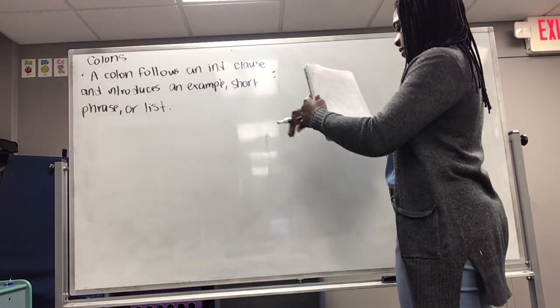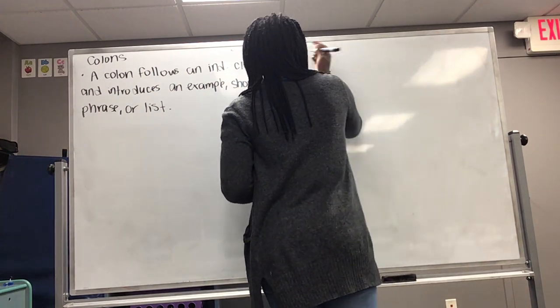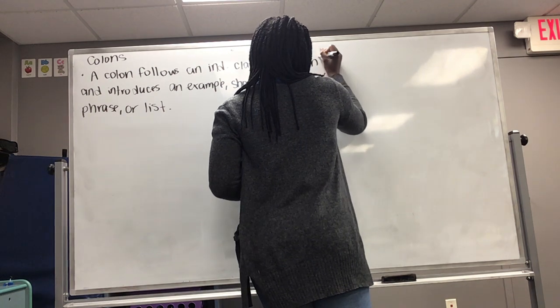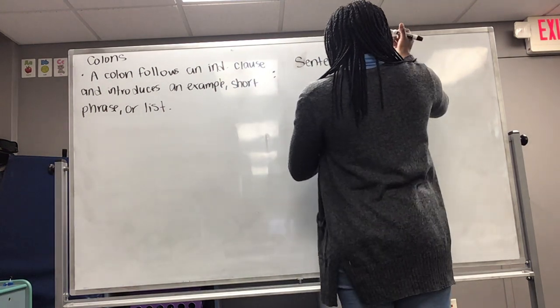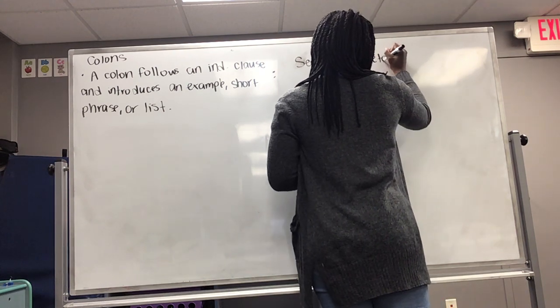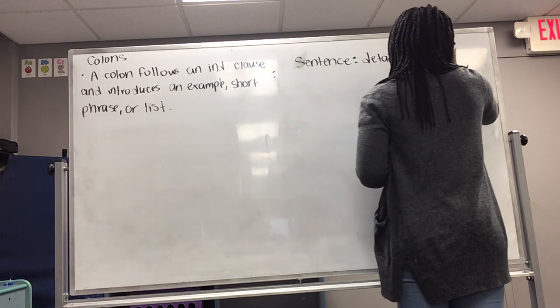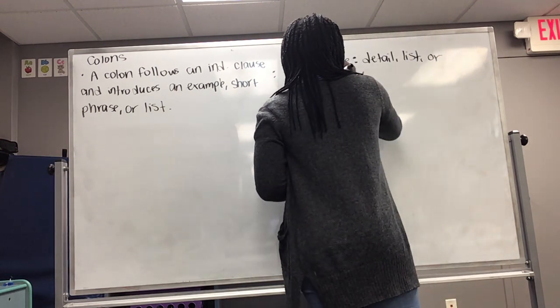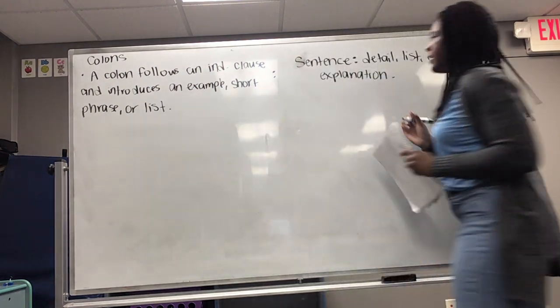So I'll show you the format for that. So let's say I have my sentence here, just like any sentence, and then I'm going to have my colon. What comes after is either a detail, list, or explanation. And then I'll end my sentence with a period.